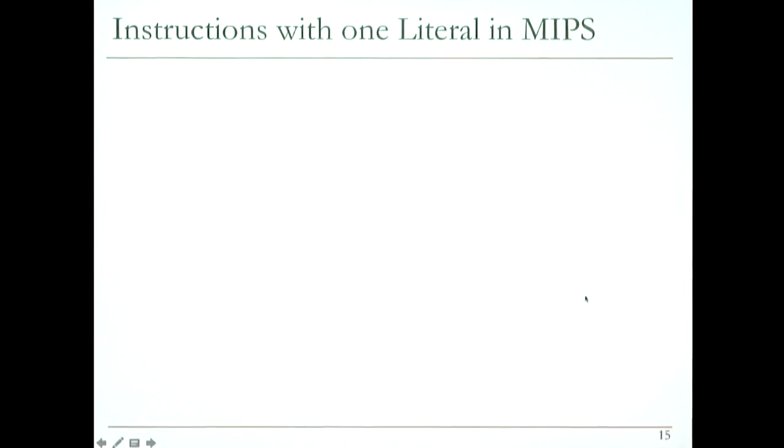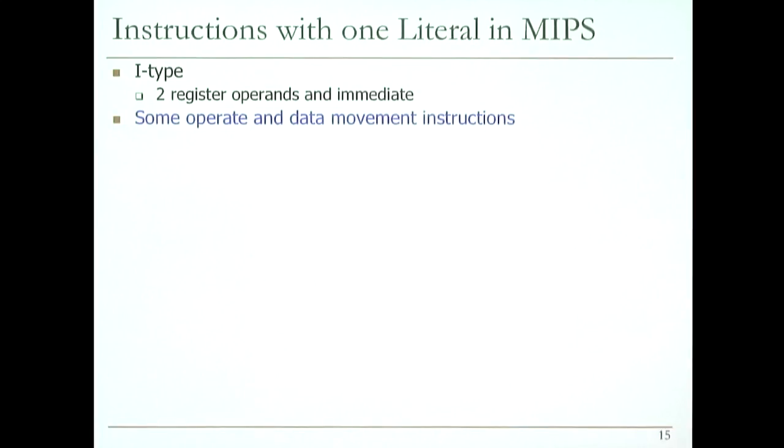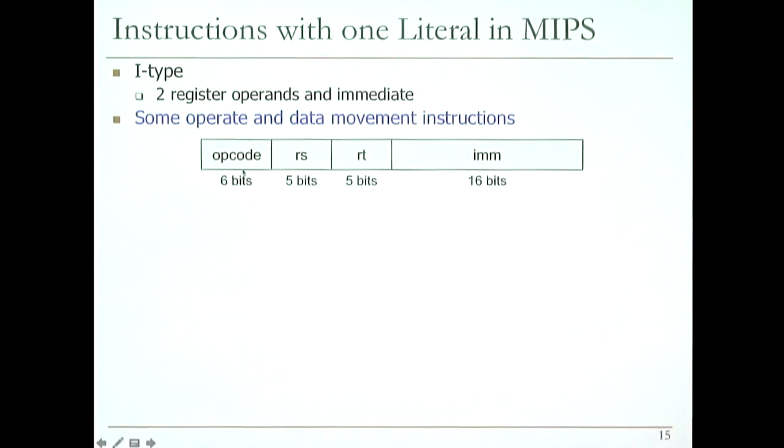Okay, so how do these operating instructions with a literal look in MIPS? Again, they have 2 register operands and 1 immediate. One of the register operands will be the destination, RT, and the other is the source, RS. And then we have the second input operand, which is the immediate. This instruction format is called the I-type in MIPS. It's used in some operating instructions, like the ones we are going to see now, and in data movement instructions.